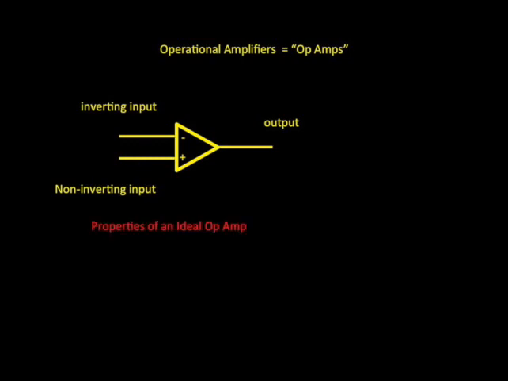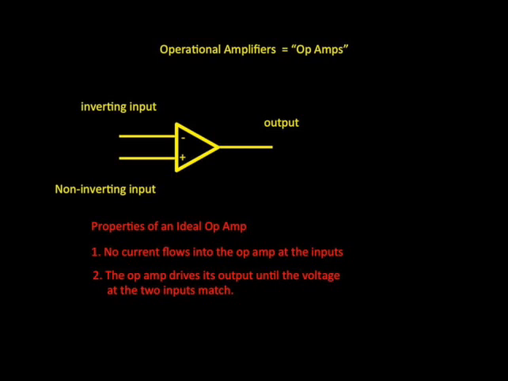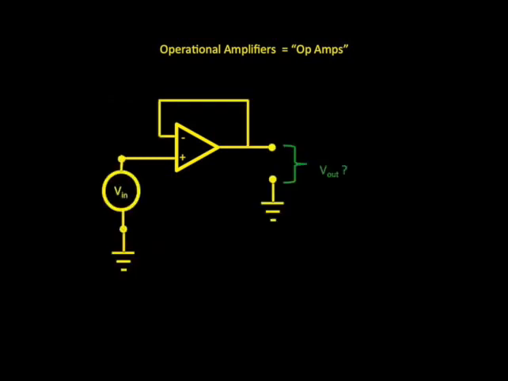There are basically two rules that govern the behavior of an ideal op-amp. The first rule says no current flows into the op-amp at the inputs. The second rule says that using feedback, the op-amp drives the output until the voltage at the inputs match. So let's take a look at how an op-amp might work in a few circuits.